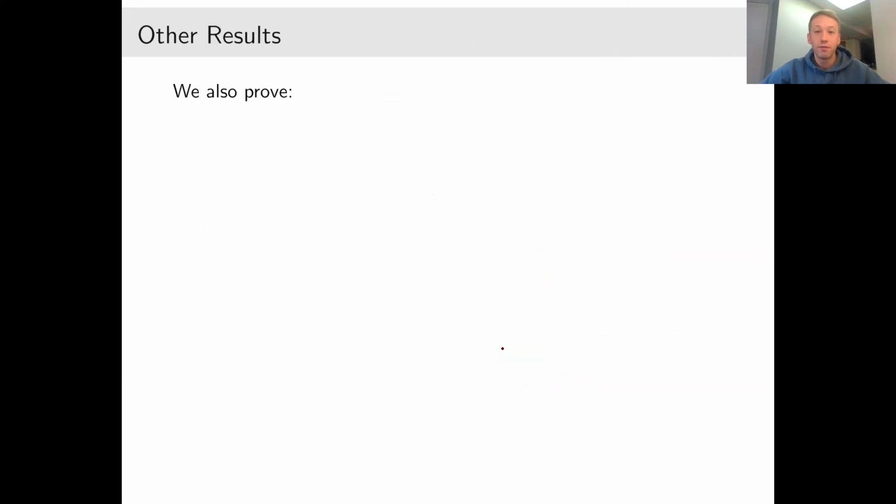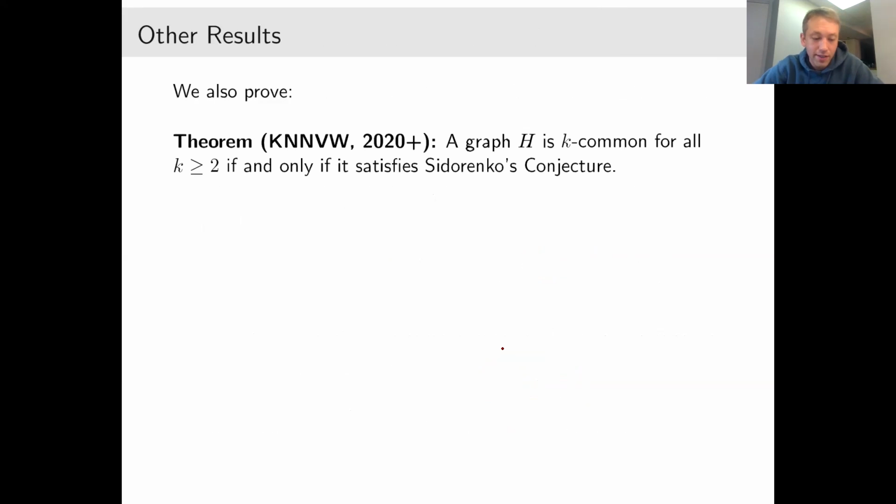Okay, so let me now mention a few other results from our paper. This was not our only result. We also prove a few things, and this addresses what Jan asked earlier. Jan asked, can there be a graph which is k-common for all k, but which is not bipartite? So there cannot be. In fact, what we prove is that if you have a graph H which is k-common for every k, then it must be bipartite, first of all. But moreover, it must satisfy Sidorenko's conjecture.